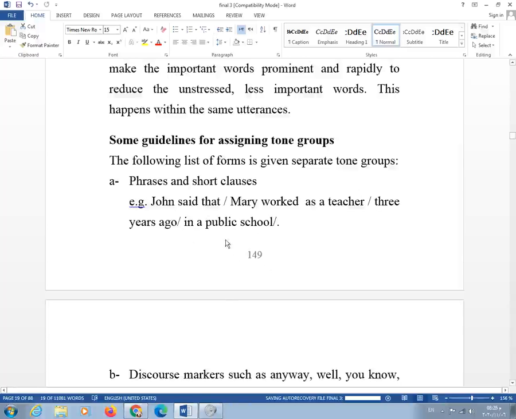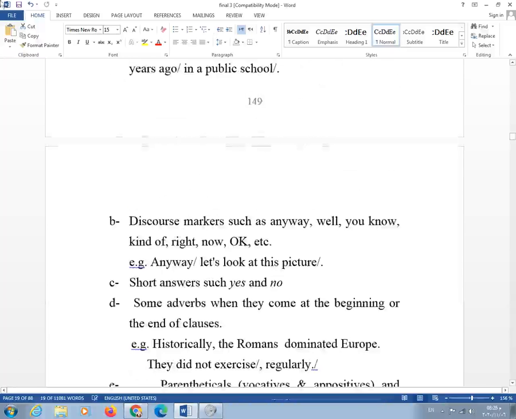Okay. Number B. Discourse markers such as anyway, well, you know, kind of, sort of, right, now, okay, etc. All of these we call gap fillers, by the way, and the conjunctions and so on. And let's see this example. Anyway, put a slash after it because it's like punctuation. And then look at the second part.